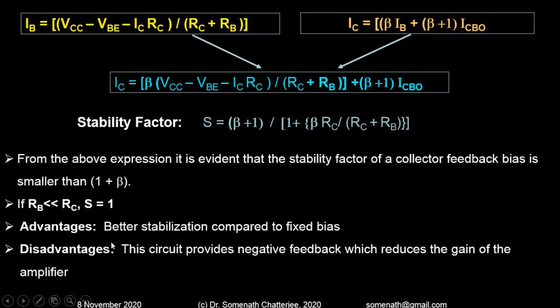So what are the disadvantages of this? The circuit provides negative feedback, which reduces the gain of the amplifier.